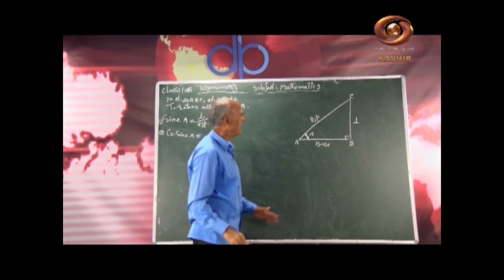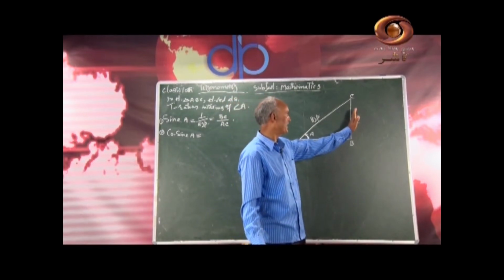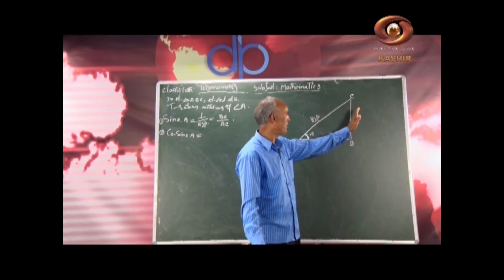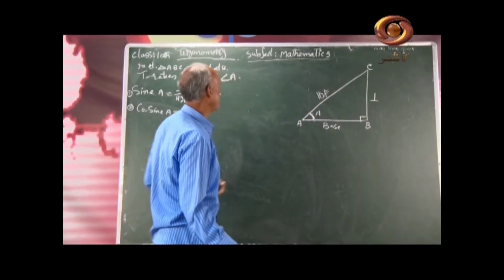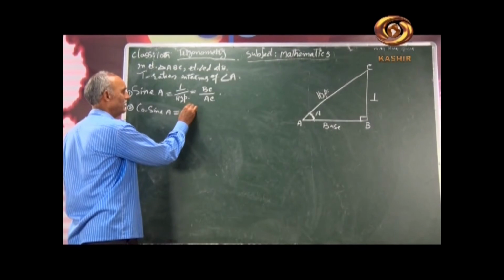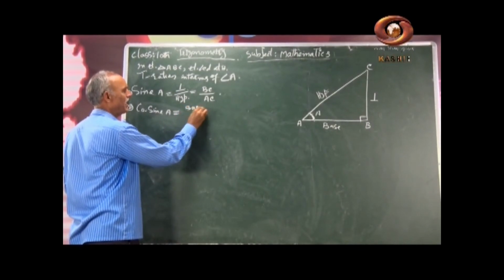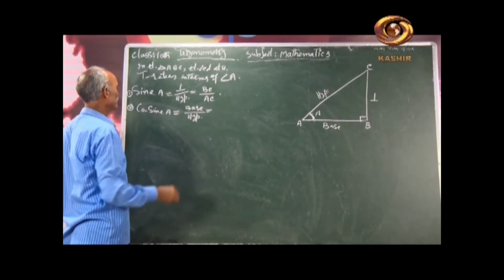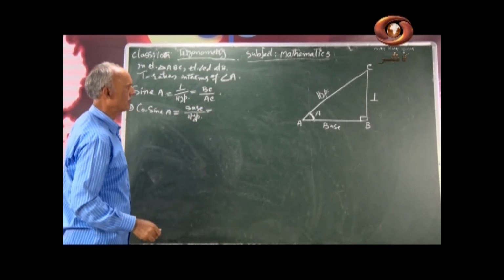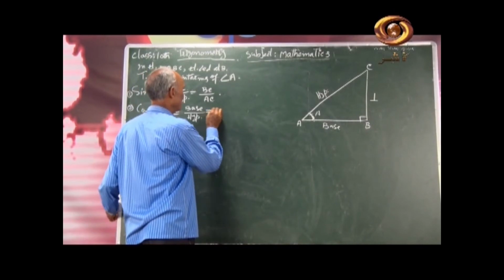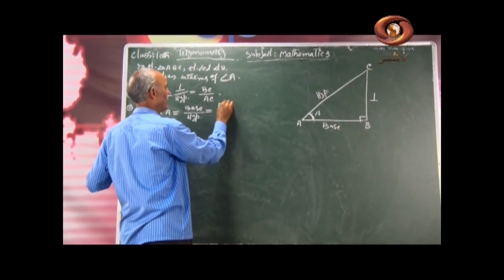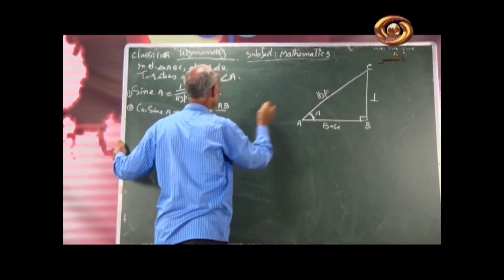तो पहला जो हमने लिया, दैट इज परपेंडिकुलर बाय हाइपोटेन्यूज, and the second ratio we will take is the base divided by hypotenuse, and this ratio is known as cosine of A, and we write it as AB, meaning base, and AC is the hypotenuse.